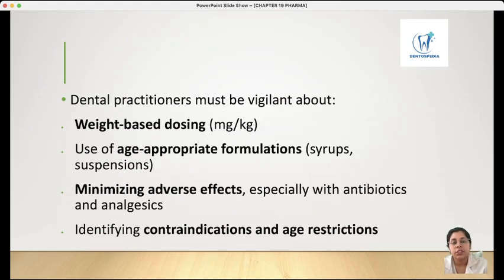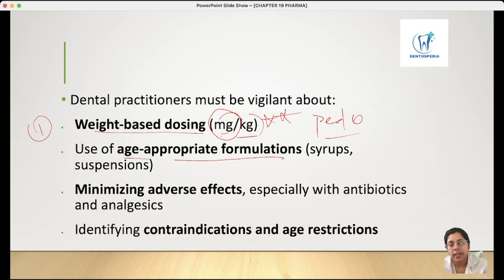Now, dental practitioners must be vigilant about what? First is the weight-based dosing. Okay. This is very important, especially for a pedo patient. That is microgram per kg. Okay. And use of age-appropriate formulations, like when to give syrup, when to give suspensions. You should know that. Minimizing the adverse effects, especially with antibiotics and analgesics. Identify contraindications and age restrictions.